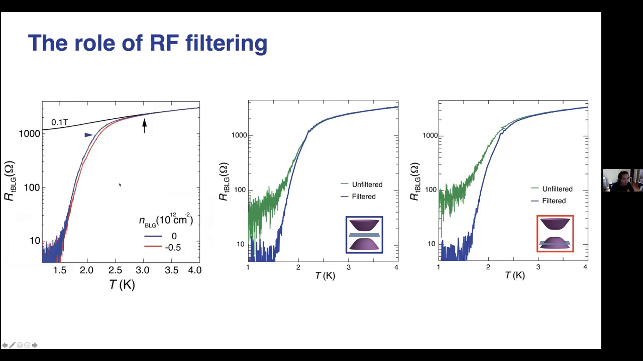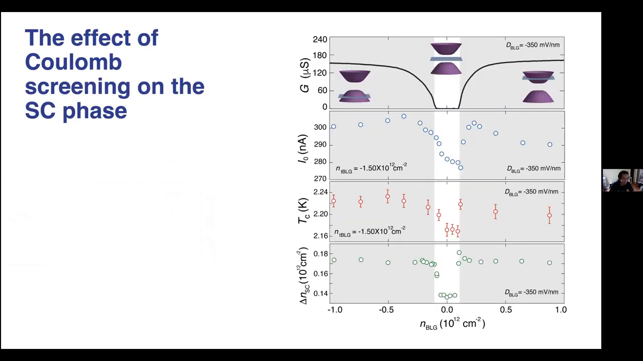But we do note that with filtering, the fact that we see a higher TC when bilayer graphene is metallic means the filtering scheme we have is sufficient to eliminate the effect of RF radiation in the external environment. So I think that leaves us the only one mechanism: when we're tuning the carrier density in bilayer graphene, we really are changing the Coulomb screening.